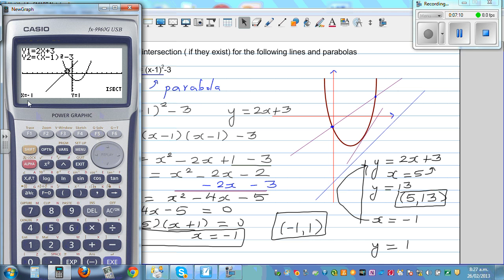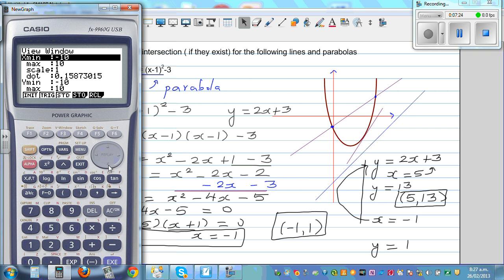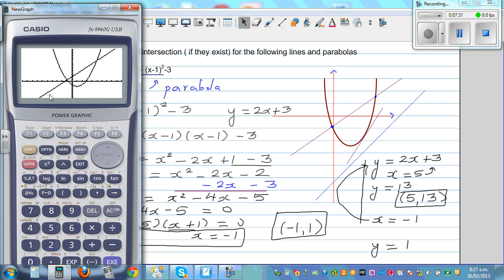F5 is intersection. ISCT stands for intersection. So one point is negative 1, 1, so that's this point. And if you press this replay key, it will take you to the other point, 5 comma 13. If you want to see both the points clearly, I'll take it to 20 and then draw it. So you can see the two points. This is 5 comma 13, and again G-Solve F5 gives negative 1, 1, and if you press this, you'll get 5 comma 13.